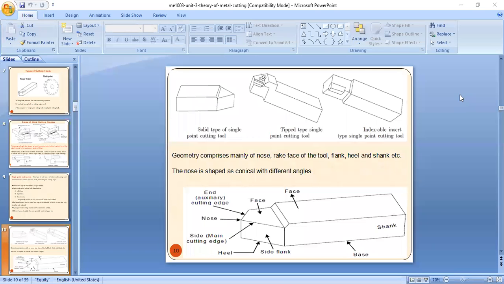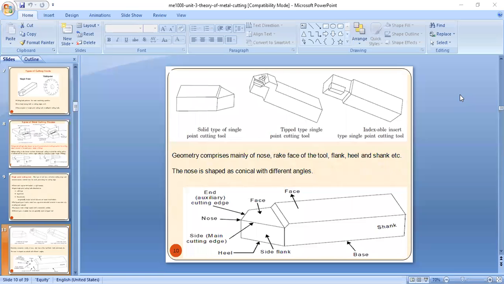As far as the nose is shaped as conical, as far as the single point cutting tool and the different angles we have. Yesterday we just learned the face, what is the face, what is the shank. So again, we'll be going for the other things also. You have to see what is the side flank, what is the heel.